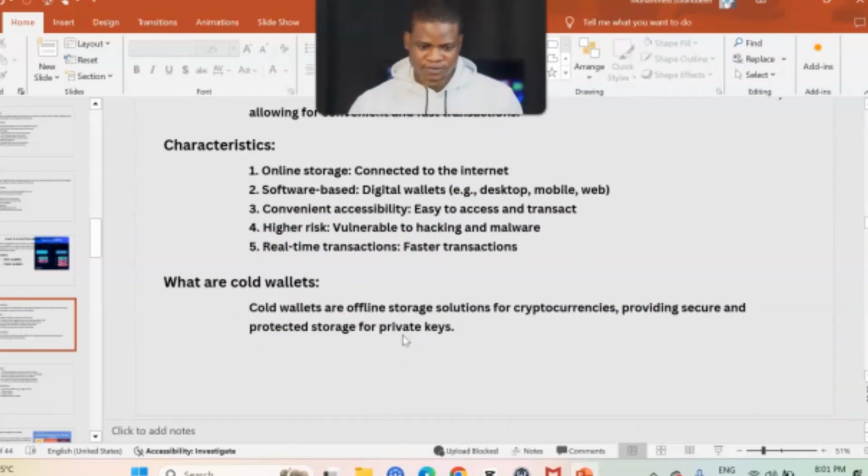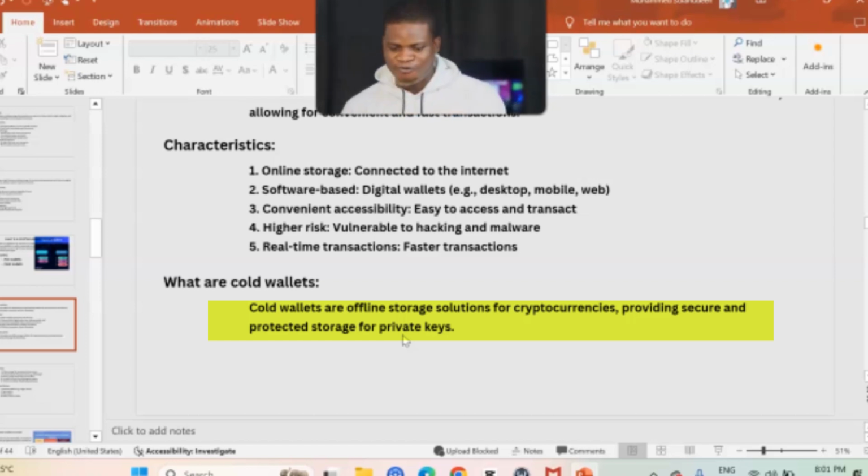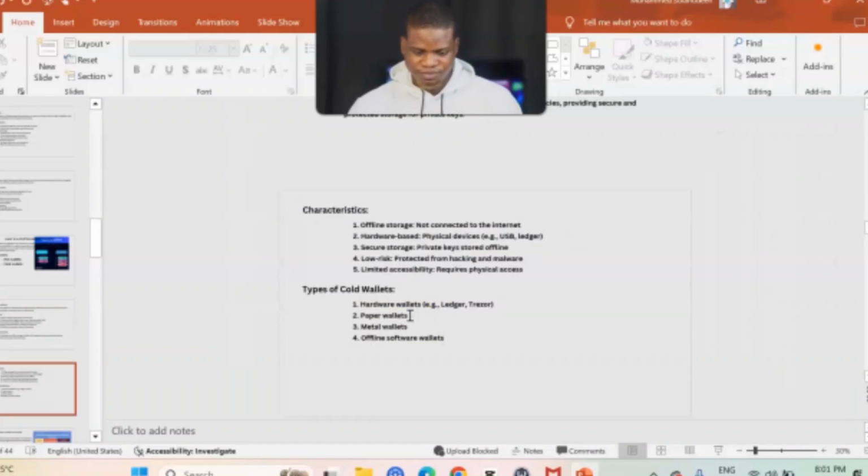So what are cold wallets? Cold wallets are offline storage solutions for cryptocurrency. So as you can store crypto in a wallet online that you can easily use on your phone, you can also store crypto in a wallet offline. These kinds of wallets are called cold wallets. So cold wallets are offline storage solutions for cryptocurrencies, providing secure and protected storage for your private keys.